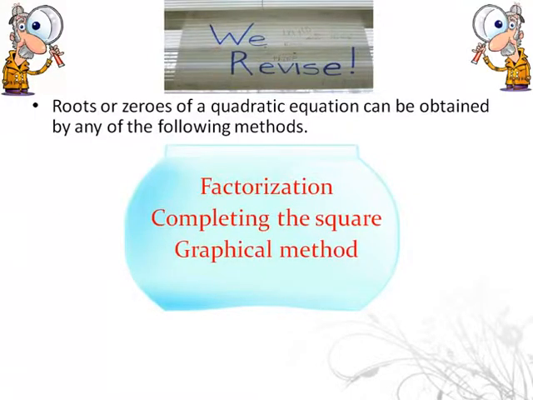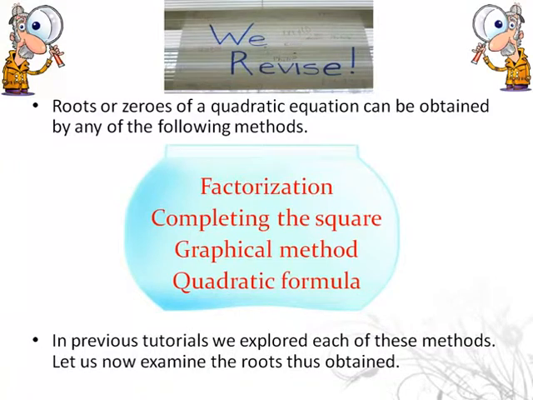Then we saw the graphical method, in which we used to plot the quadratic equation on a graph paper and find its intersection with the x-axis. The intersection points used to be the solutions of the quadratic equation. Then we finally saw how to use the quadratic formula, which was given by our own Indian mathematicians in the past. In previous tutorials, we explored each of these methods with illustrations. Let us now examine the roots thus obtained by any of these methods.